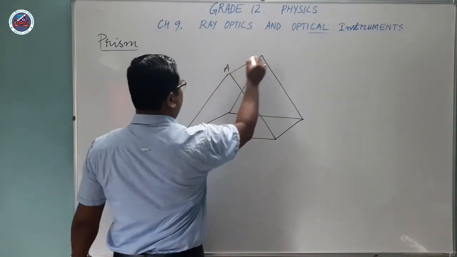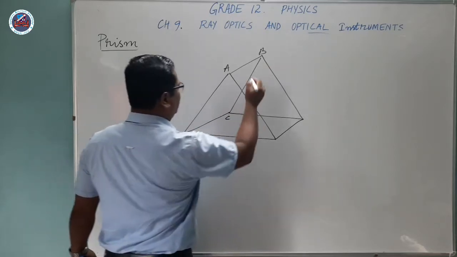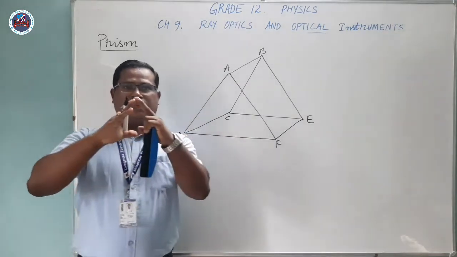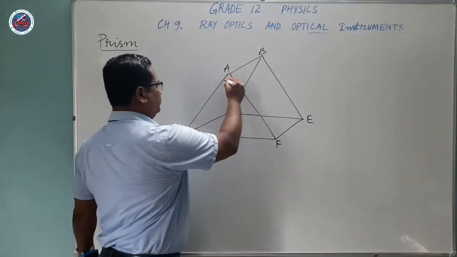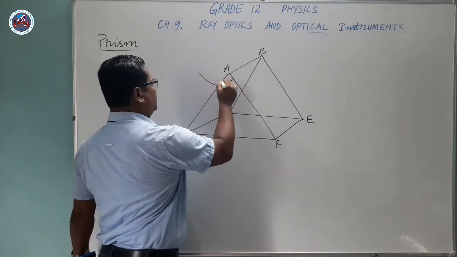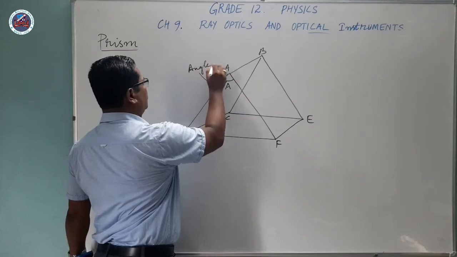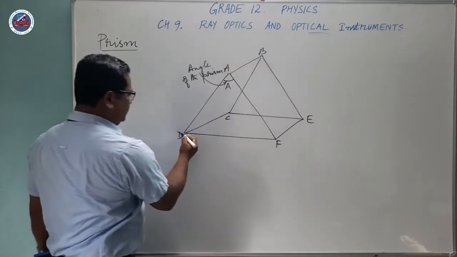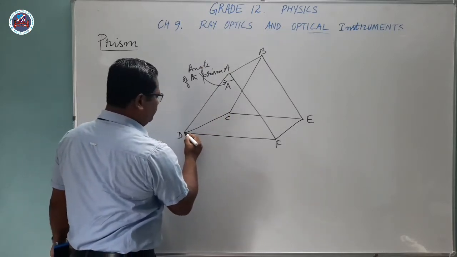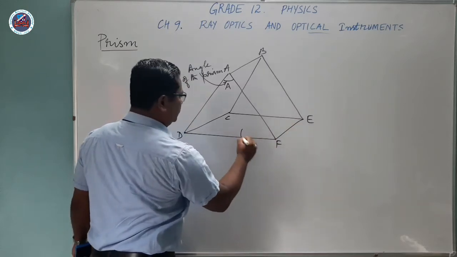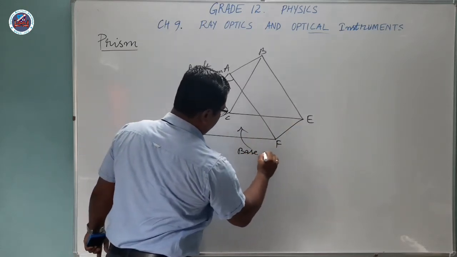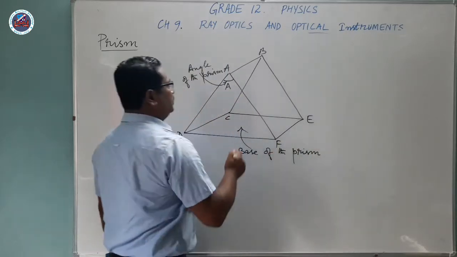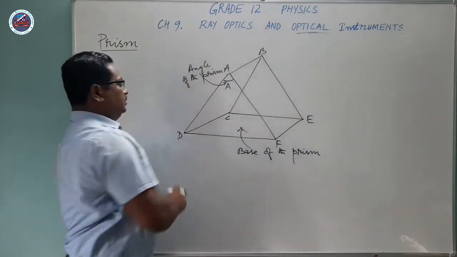These are the two plane surfaces, A, B, C, D and A, B, E, F. They are inclined to each other, forming an angle. This angle is called the angle of the prism. This part, the rectangular part DCEF, is called the base of the prism. This is one of the optical instruments that you are learning in this chapter, chapter 9.